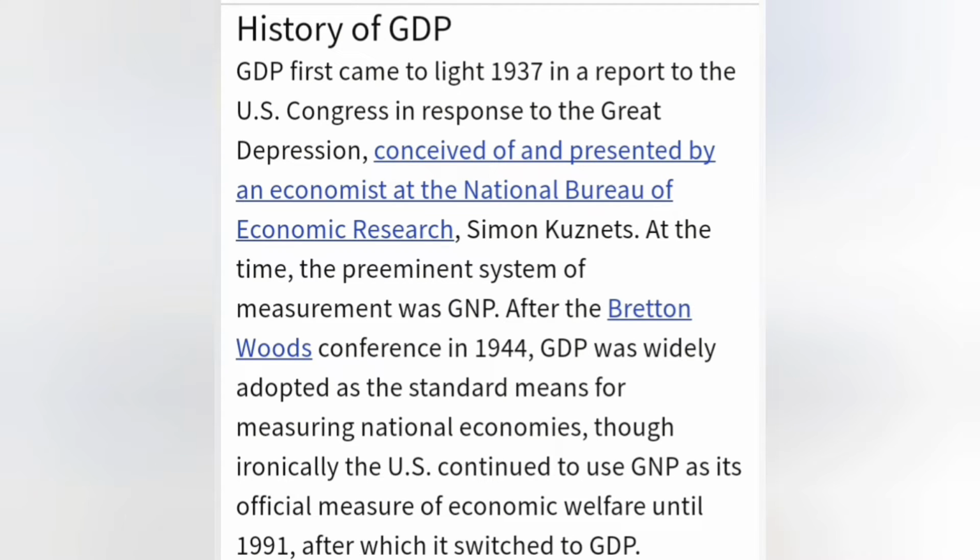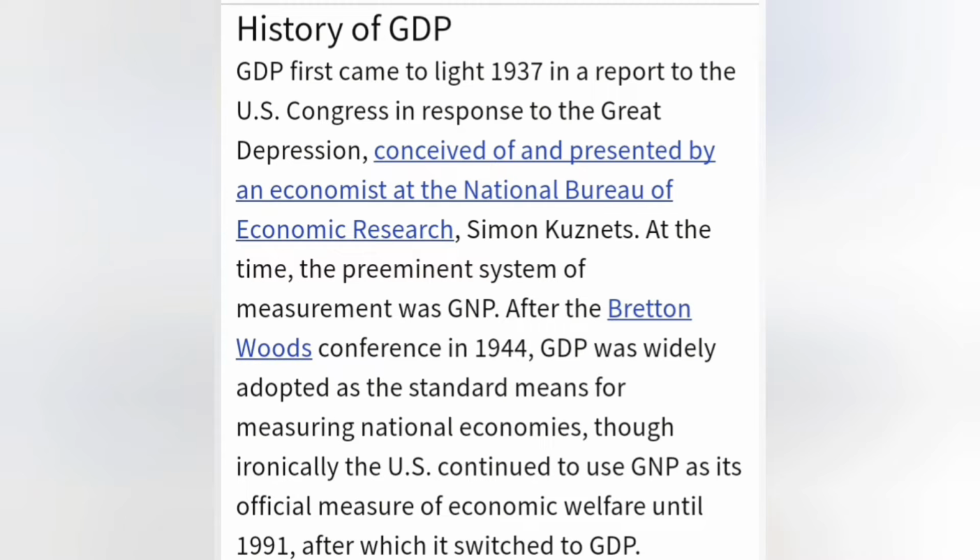History of GDP. GDP first came to light in 1937 in a report to the US Congress in response to the Great Depression, conceived of and presented by an economist at the National Bureau of Economic Research, Simon Kuznets. At the time, the preeminent system of measurement was GNP.